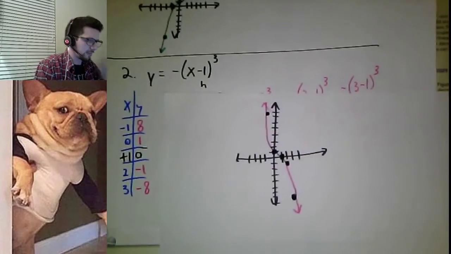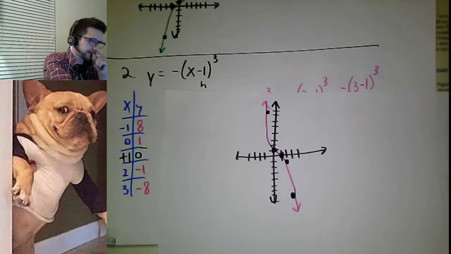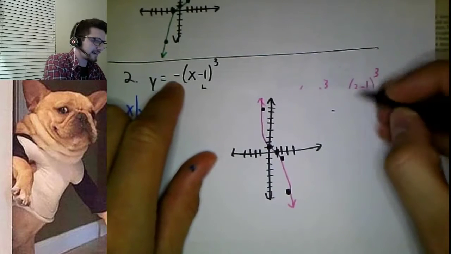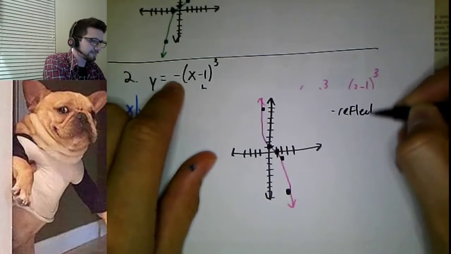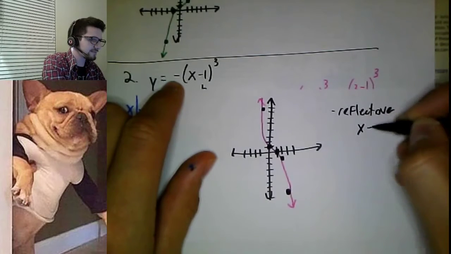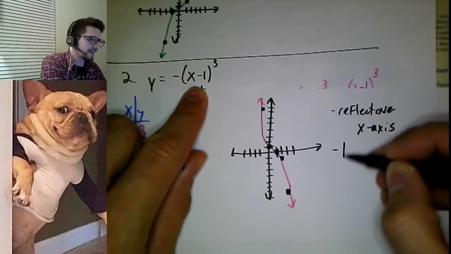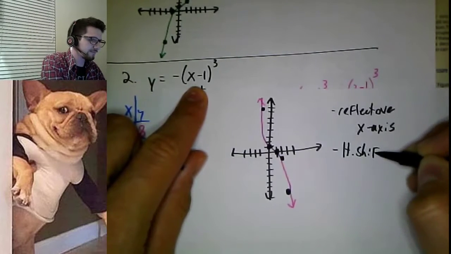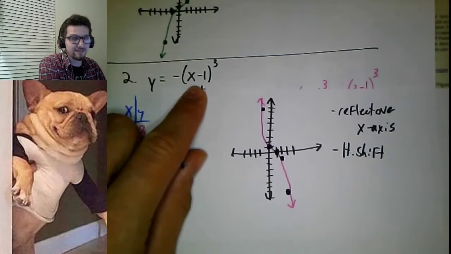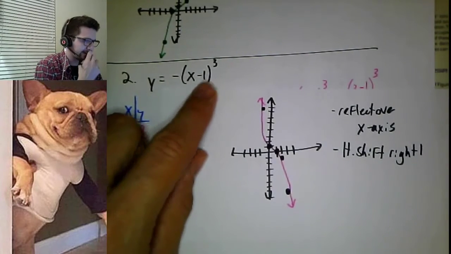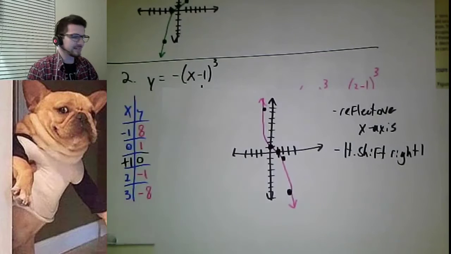So, what are my transformations? Well, the negative means I have a reflect over the x-axis, and the -1 here means I have a horizontal shift. It's changed from negative to positive, so it's to the right one. And then I have no other numbers here, so it looks like that's it.